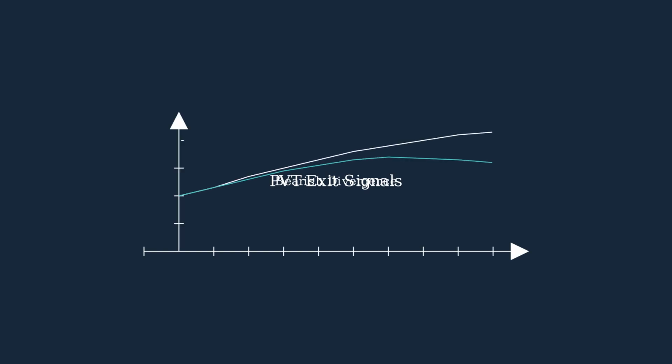A bearish divergence forms when price makes higher highs while PVT makes lower highs, signaling weakening momentum. Notice how the price continues to rise while PVT begins to show weakness. This indicates distribution is occurring despite rising prices. This is a clear signal to exit your long position or potentially enter a short position.